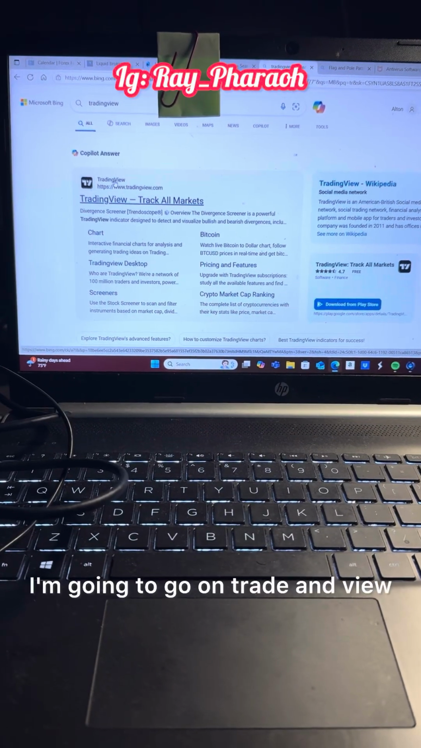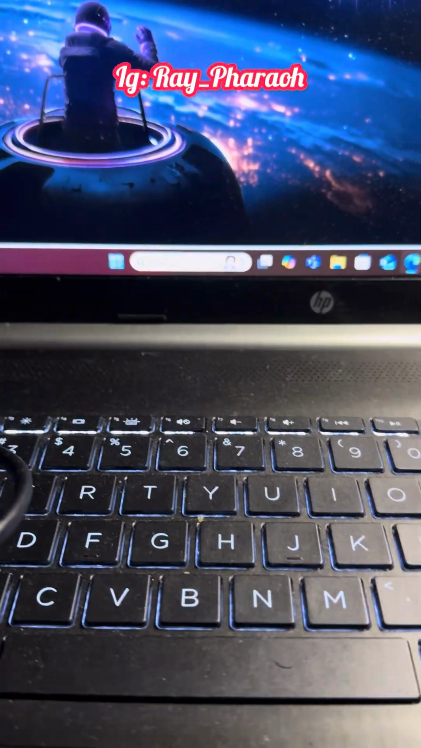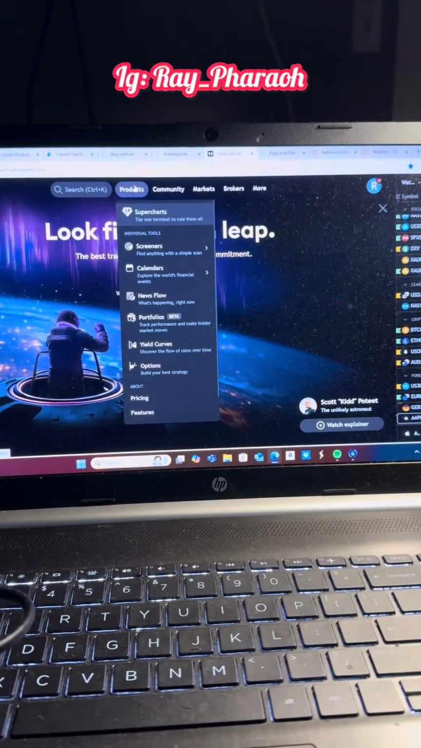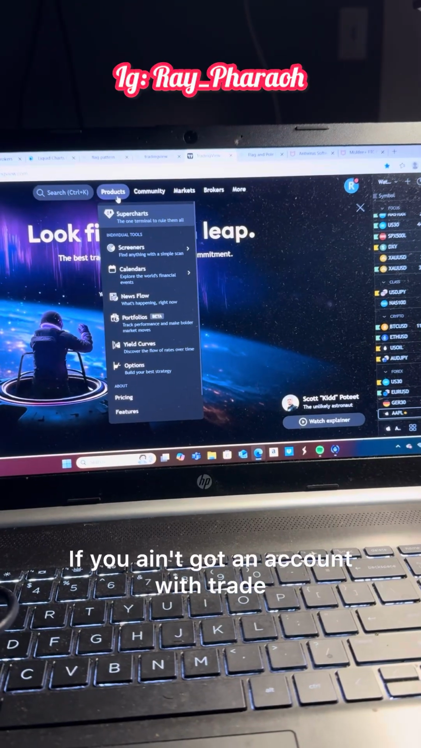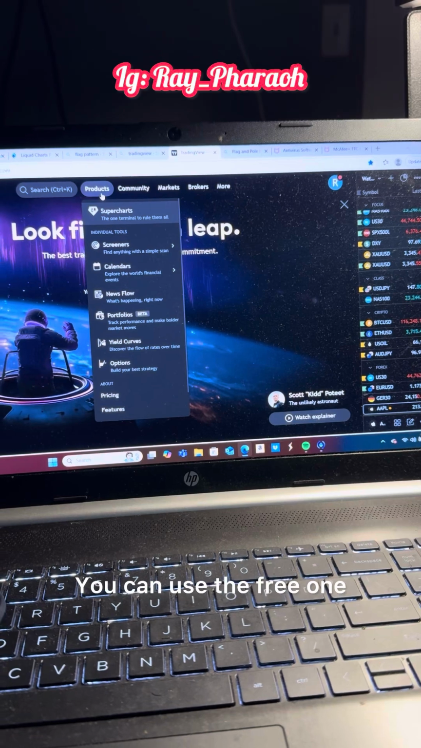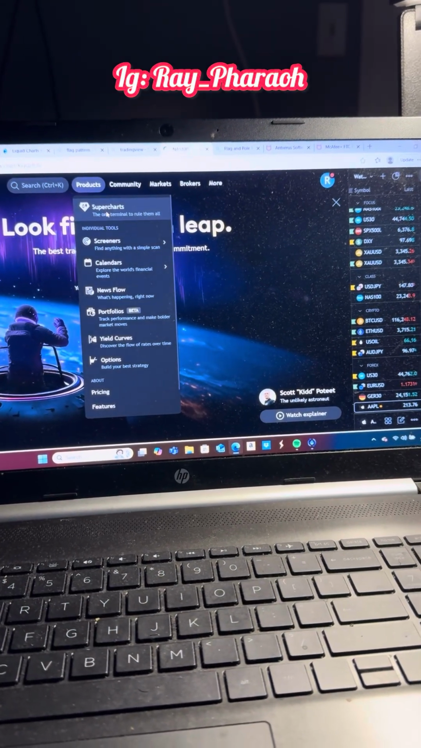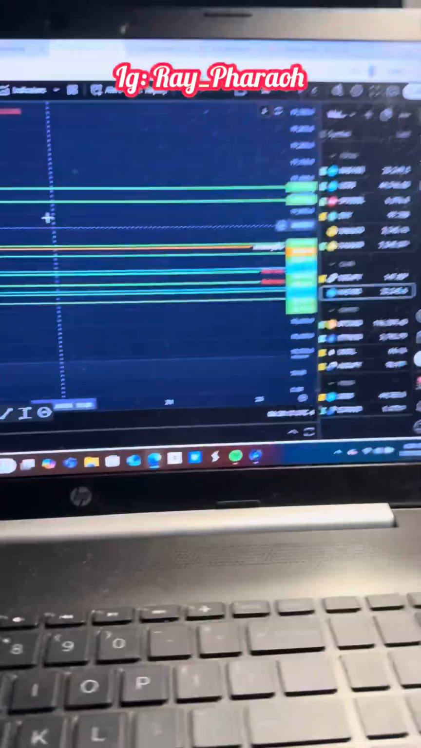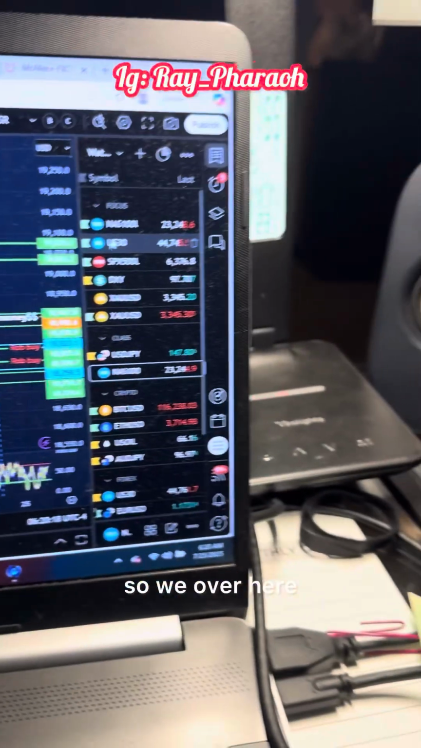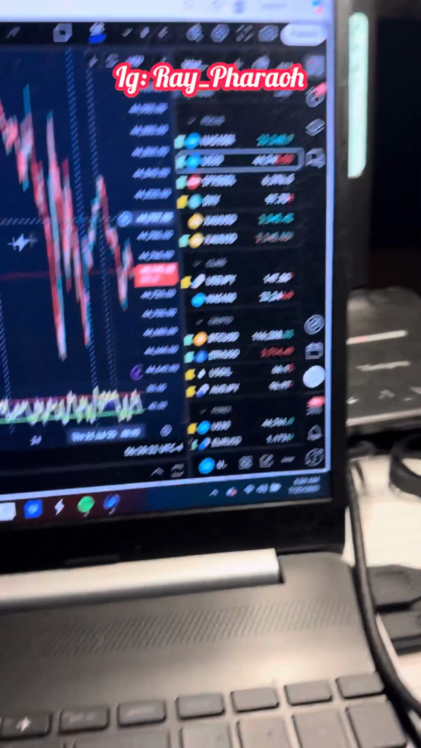So first things first, I'm gonna go on TradingView. Click on TradingView, we're gonna go over to products. If you ain't got an account with TradingView, set you up one. It's free, or you could pay, but you don't need to pay. You can use the free one. Then once you go to products, you go to Super Chart, click on Super Charts, and you get rolling. I already had one, so we over here, you go click on what you're looking for. We're gonna go to US30.